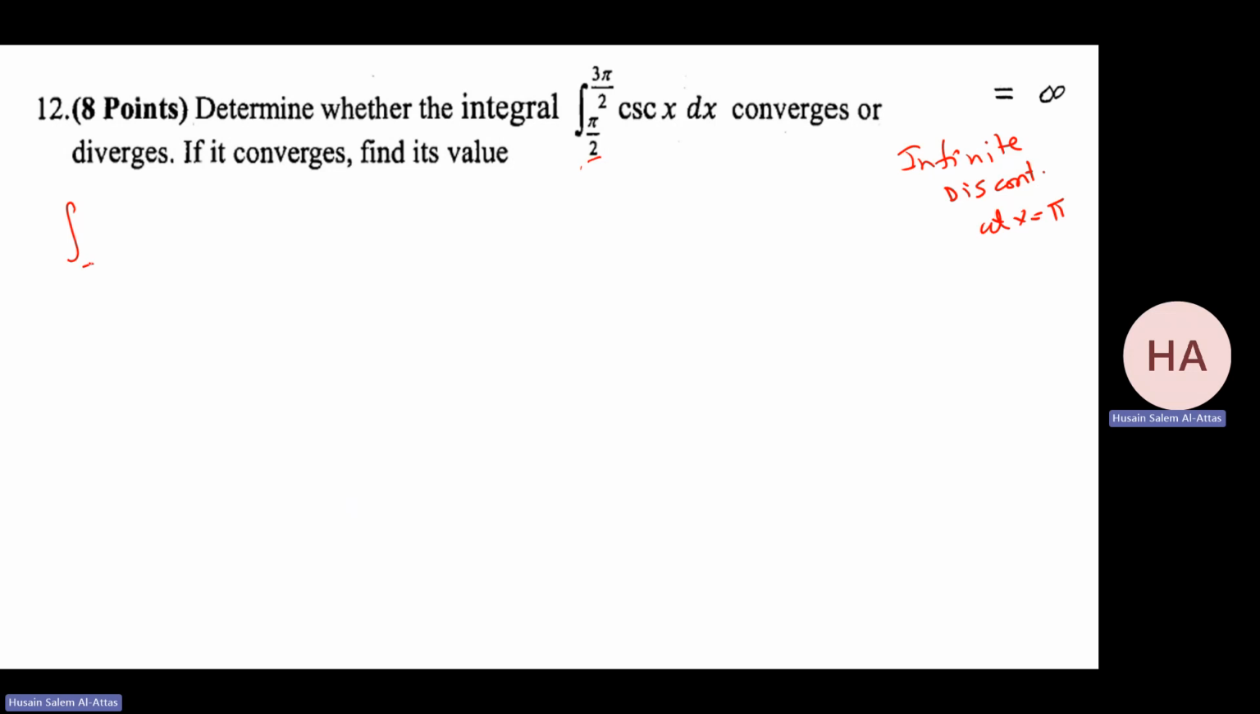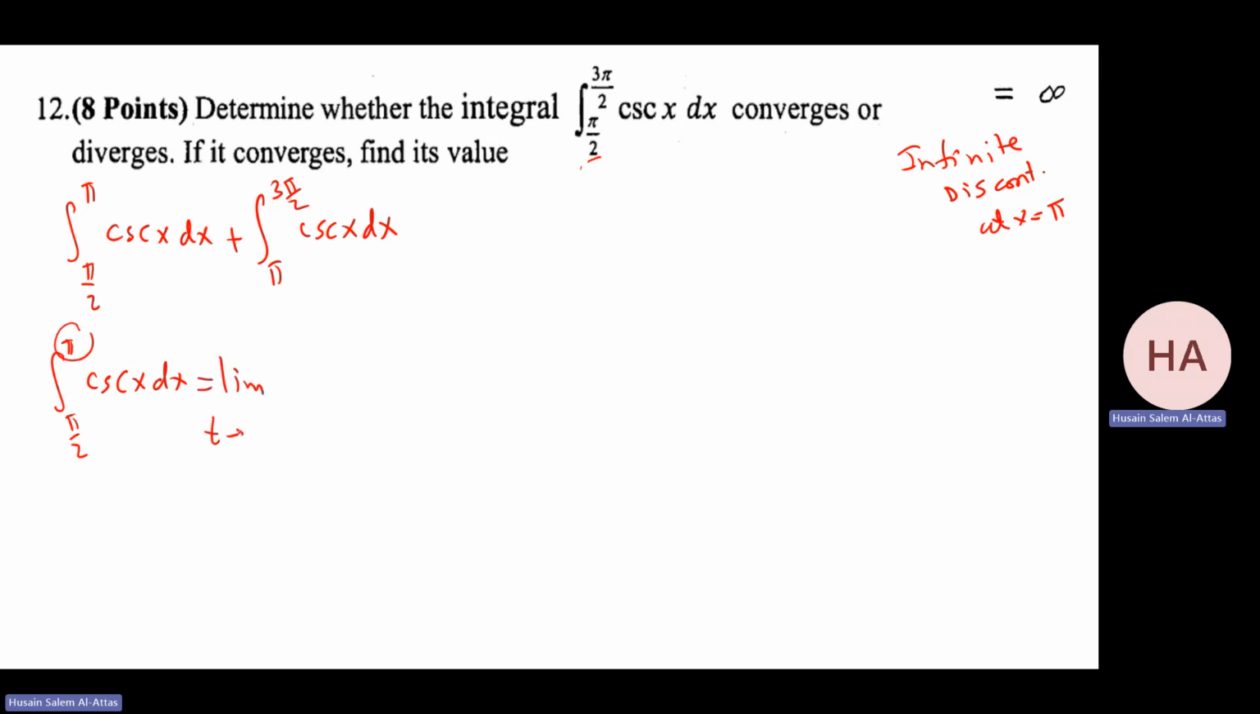Okay, so I split this integral into two integrals. Let me do one of them. My problem is with pi. That will be limit t goes to pi from left, integral pi over 2 to t, cosecant x dx. Yeah, I don't like to memorize things. So is it ln cosecant plus cotan or minus cotan? I think minus cotan. Is that the integral of cosecant?